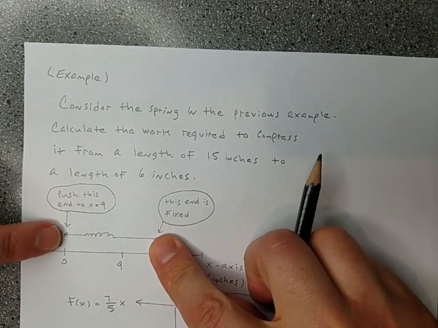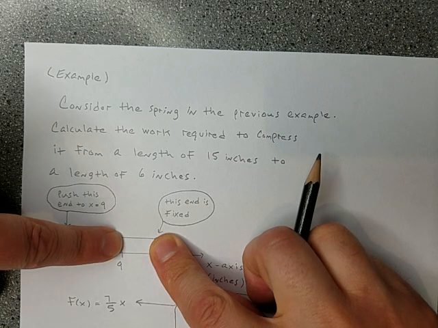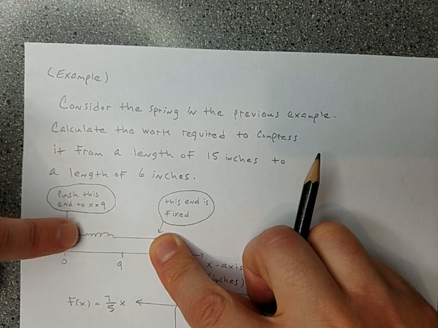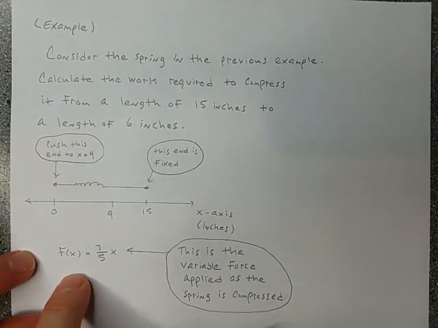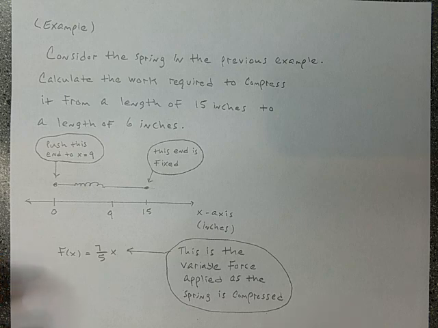So this end's going to be fixed. I'm going to push that end. Now, as I push this end, the force is going to get stronger as I go that way. It's going to take more effort as I continue to compress it. What's my equation? F of x is 7/5 x. That was our equation when we worked with that same spring before, right?